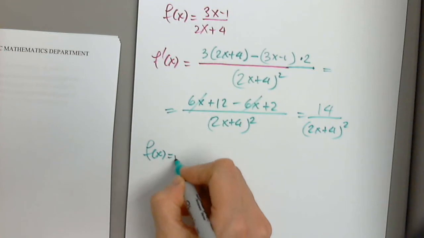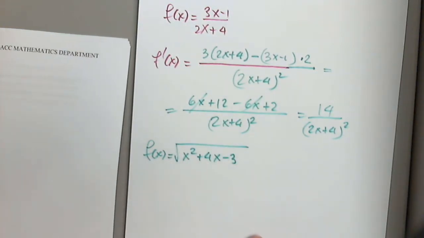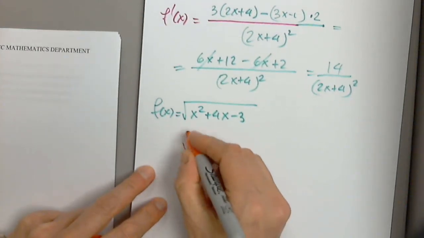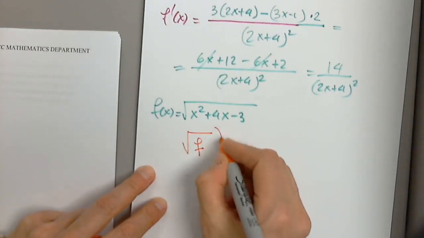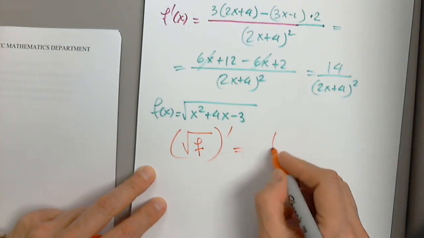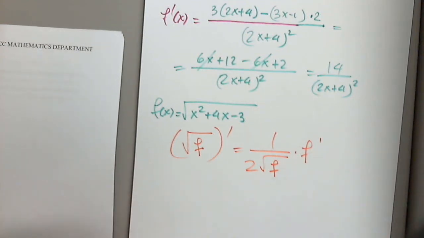F of x, the square root of x squared plus 4x minus 3. Let me give you a hint on this one. Every time we differentiate the square root of a function, we have 1 over 2 times the square root of the function, times the function prime. Please remember this.